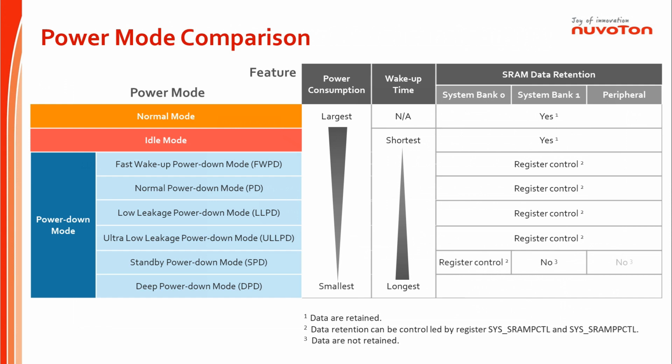In standby power down mode, only system SRAM bank 0 power can be controlled. Other system SRAM bank 1 and peripheral SRAM power are disabled. In deep power down mode, all memory power is disabled. After wake up, all data are lost and not retained.